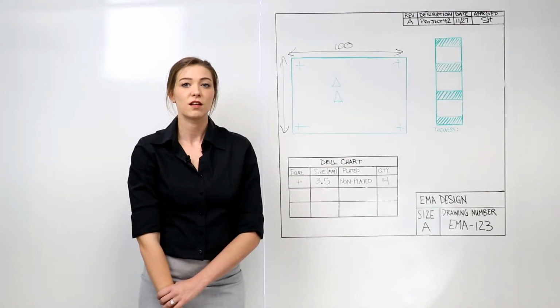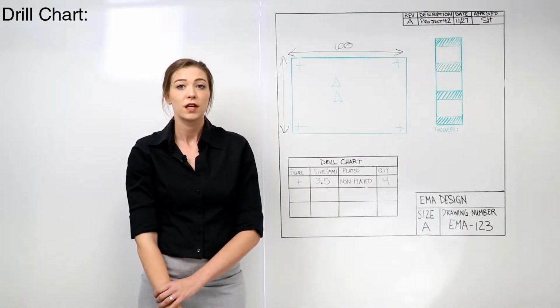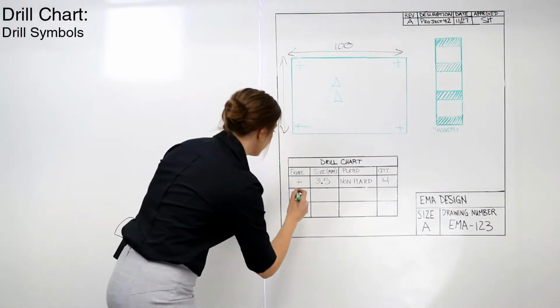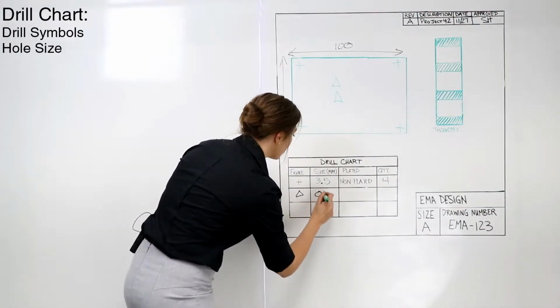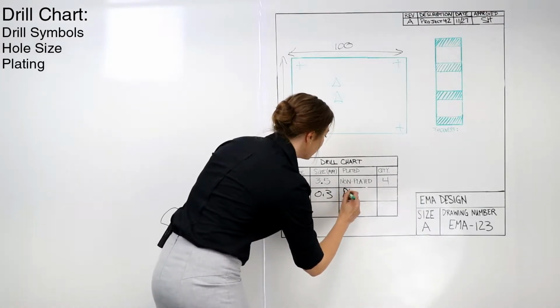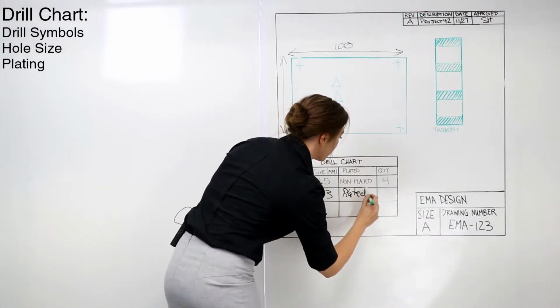The next item needed in the fabrication drawing is a drill chart. This is a chart featuring all the drill symbols used, the finished hole size, plating, and quantity.